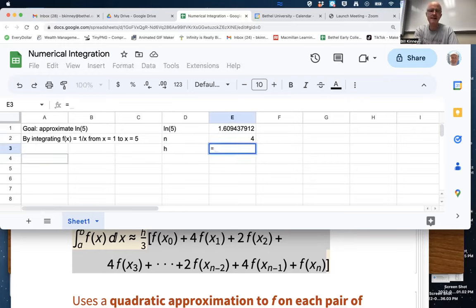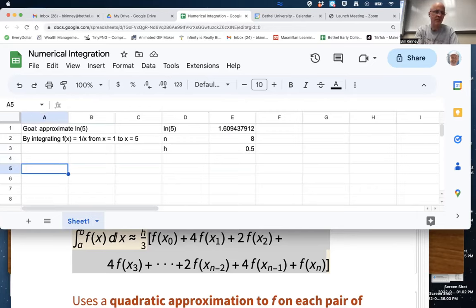H is going to be b minus a over n. Yeah, we'll go ahead and see how this does. H is going to be 5 minus 1 over 4. H is going to be 1 in this case. Yeah, okay, maybe I should use something bigger. Let's for n, let's use 8. So h is 0.5. Okay.